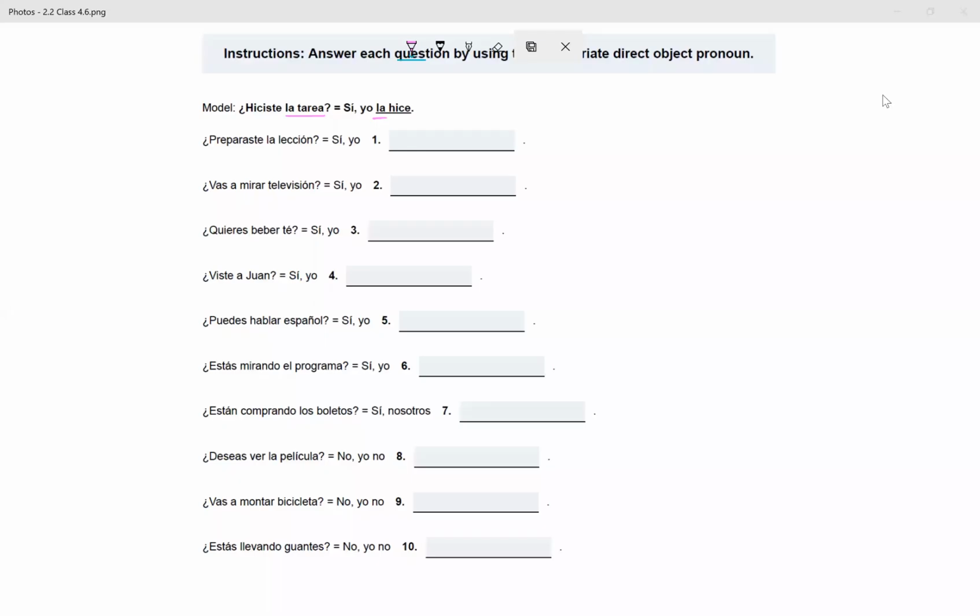So the verb in the question is hiciste. What form is that? The tú form. And it's in the preterite. And the verb in the answer is hice, which is the yo form. It's still in the preterite.